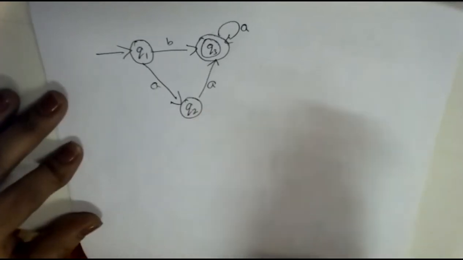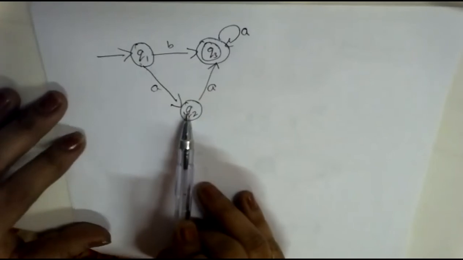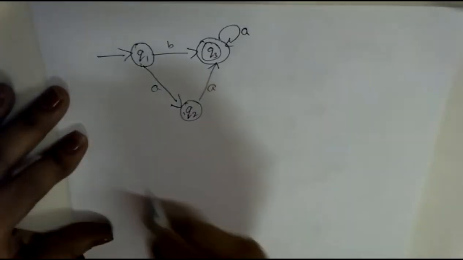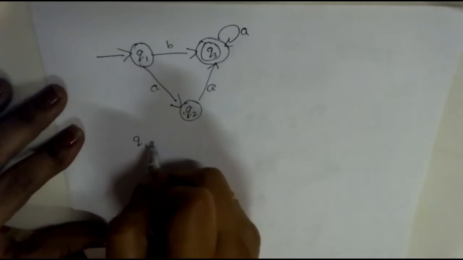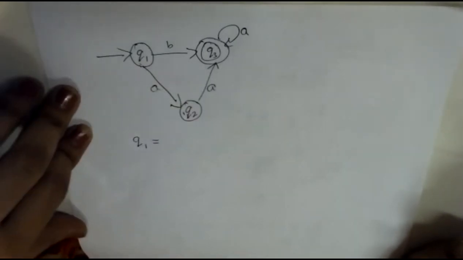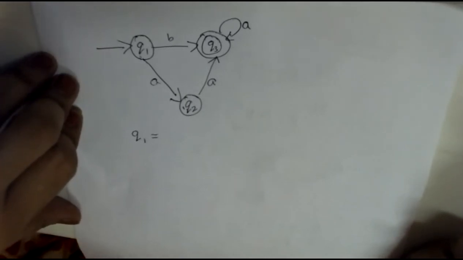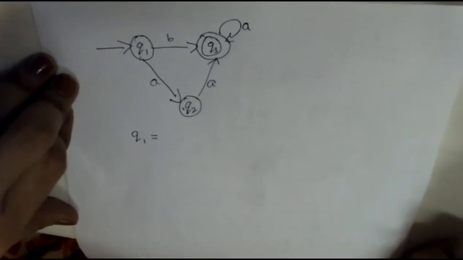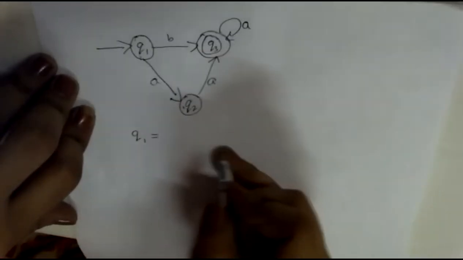We have three equations, right? Since we have three states, we should have three equations. Very good. Shall we start with the first one, that Q1 is equal to? Q1 is equal to. Tell me. Q1 is equal to. Quickly. Very simple. Yes. Very good.